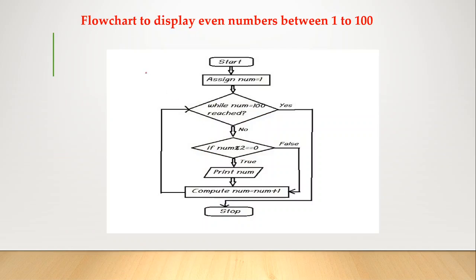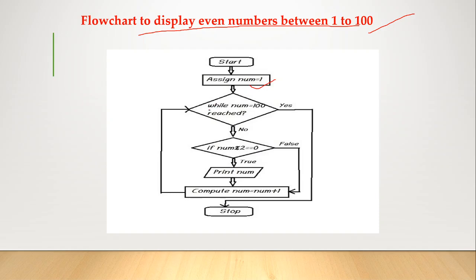So next is the flow chart to display even numbers between 1 to 100. We have to find all the even numbers between 1 to 100. So we start with the flow chart, and then initialize num equal to 1. You can take any variable, for example I equal to 1 here.